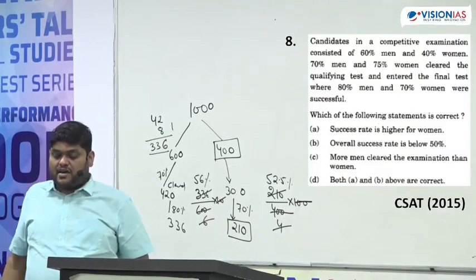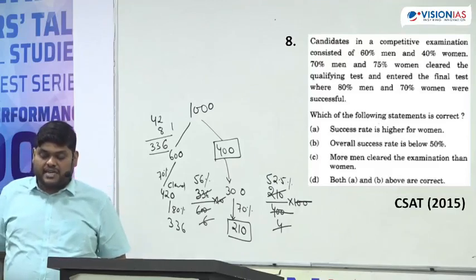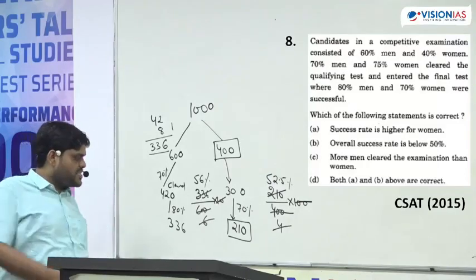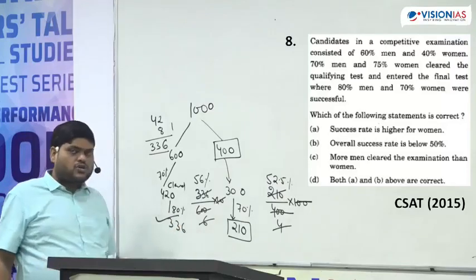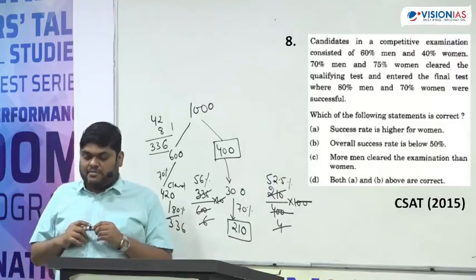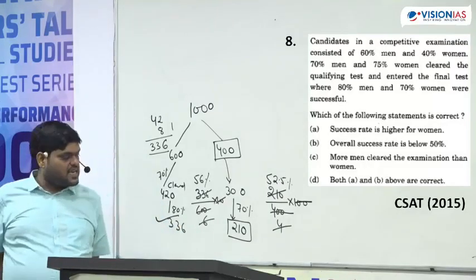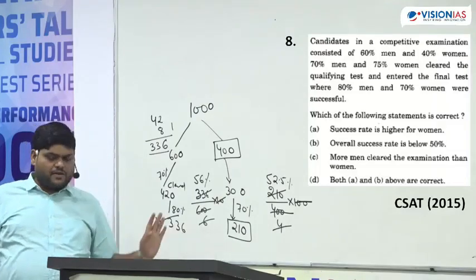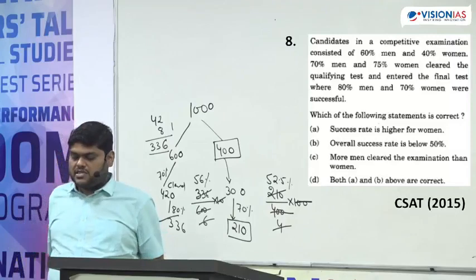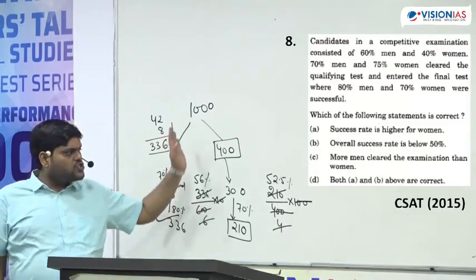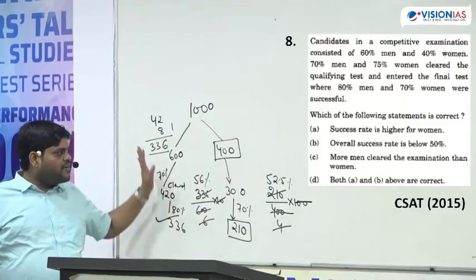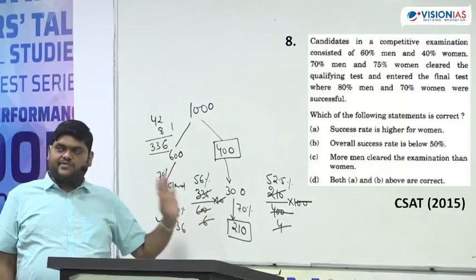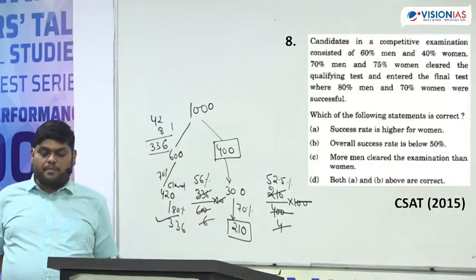Third statement, more men clear the examination than women. This is absolutely correct, because total number of male who clear the examination is 336 as compared to 210 female. So the correct answer will be answer number C. So the question is not difficult, but you have to find out the data, and if you find out the data, you can simply solve it.